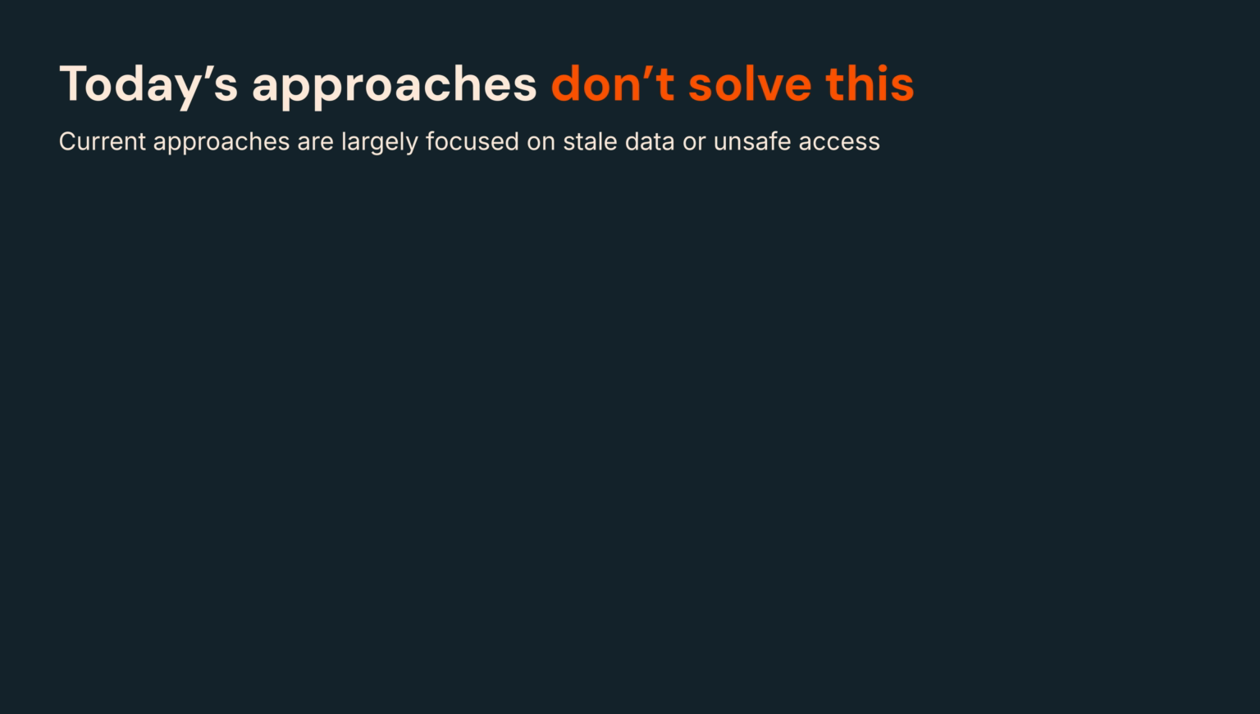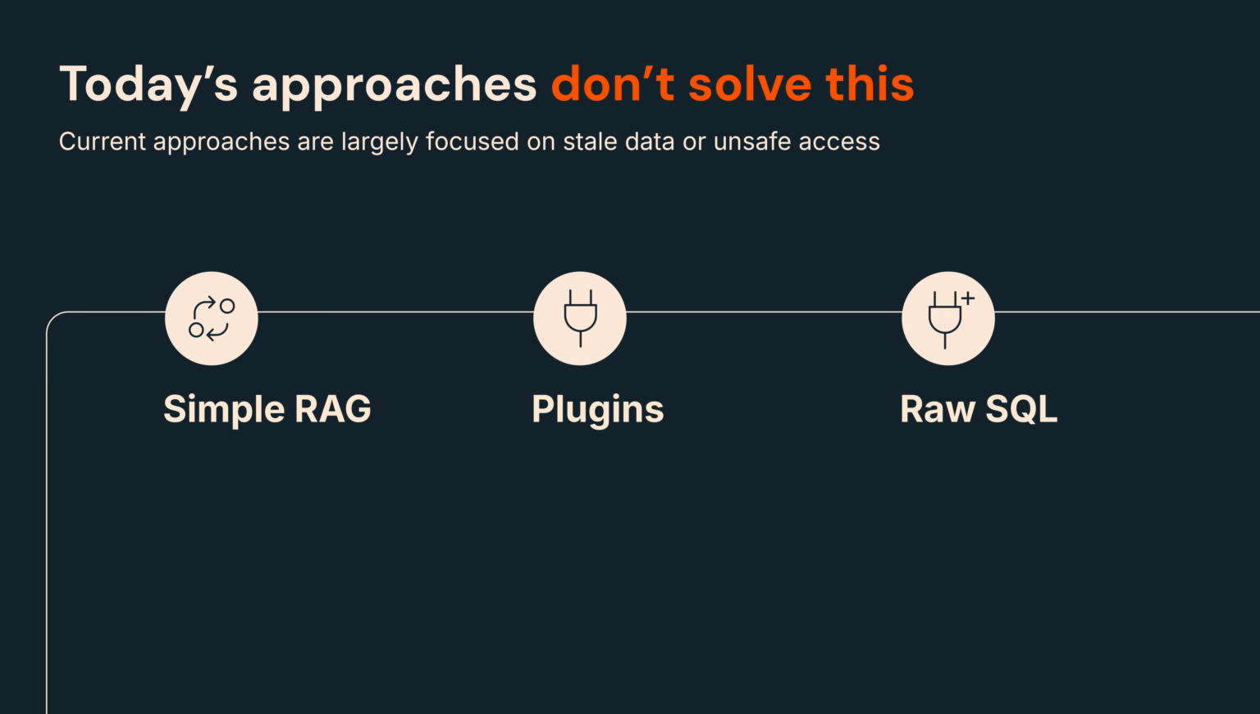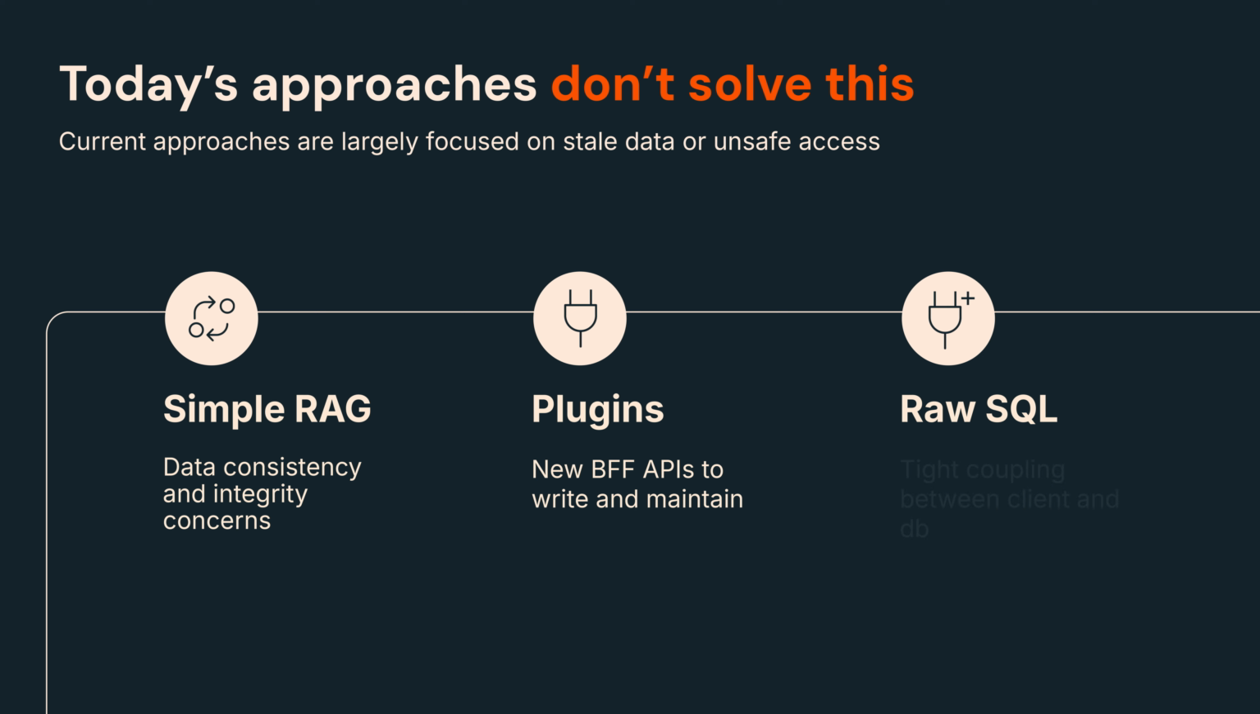Today, there are a few ways to grant access to this data. Traditional RAG, plugins, and raw SQL queries, for example. These may work for tightly scoped experiences, but each come with their own trade-offs, like data consistency, more APIs to build and maintain, or a tight coupling between clients and databases. These are familiar problems that we've all solved for other client experiences, and LLM-driven applications are no different.